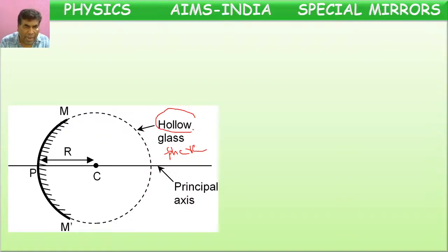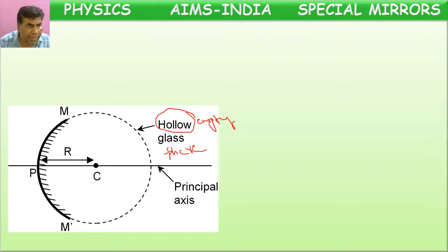What is the meaning of hollow here? Hollow stands for empty. There is nothing inside the sphere. Only the outer surface is there, and it is filled with empty space inside. So that is a hollow glass sphere.